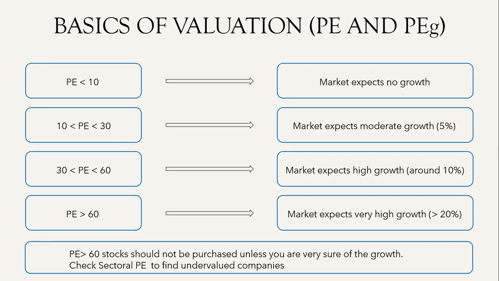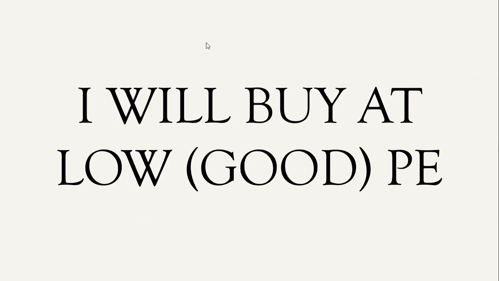Someone is asking what is a good PE ratio. Less than 30 is a good PE ratio. If you buy a good company at a PE ratio of less than 30, you will mostly make money. If you buy a high growth company at a low PE ratio, less than 30, you will most likely make money. Therefore, we will write this down: I will buy at low PE, I will buy at good PE.